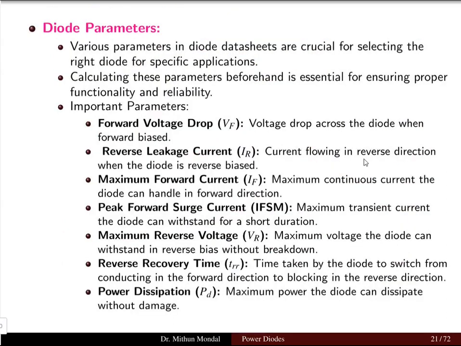So depending upon where we are using the diodes, we can prefer different types of diodes having different reverse recovery time. The diode parameters, if we talk, then various parameters are there in the data sheets of the diode, which are crucial for selecting the right diode for a particular specific application. It is essential to calculate these parameters beforehand so that you can achieve proper functionality and reliability. Now, what are those parameters?